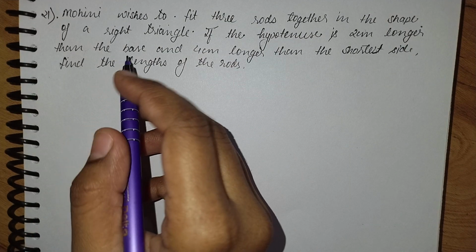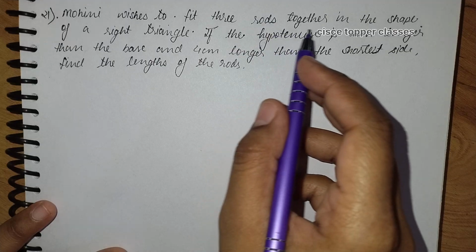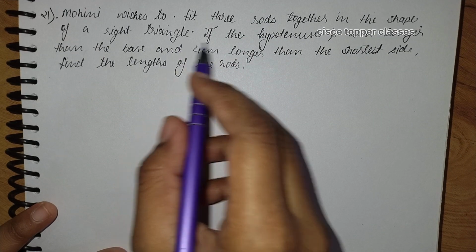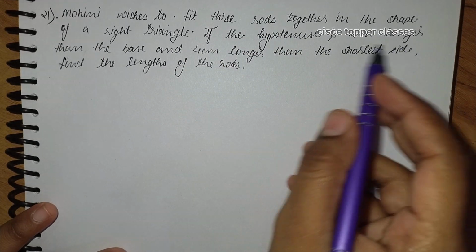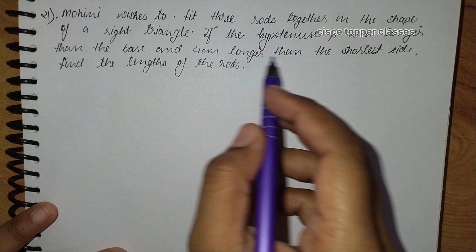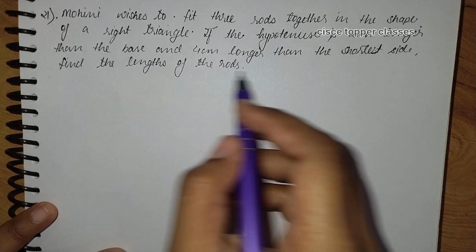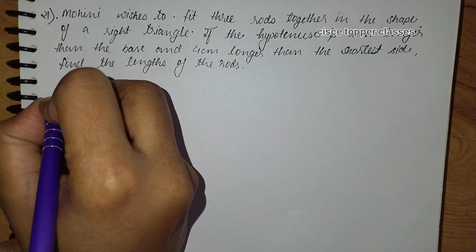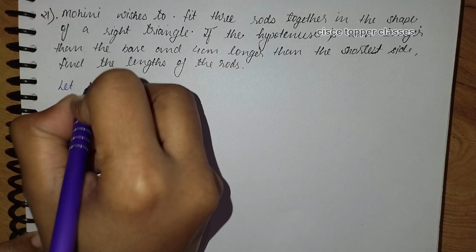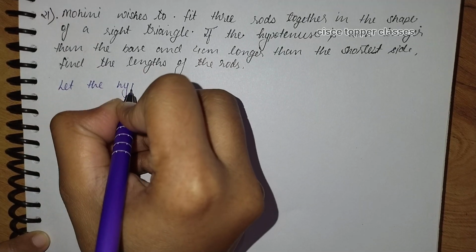Now let us solve this question. Mohini wishes to fit three rods together in the shape of a right angle triangle. If the hypotenuse is 2 cm longer than the base and 4 cm longer than the shortest side, find the length of a rod. So if we write here the hypotenuse, let the hypotenuse here be x.